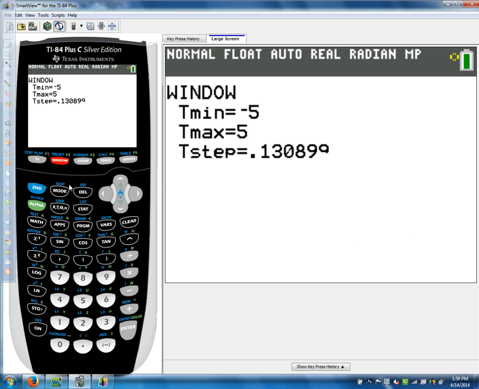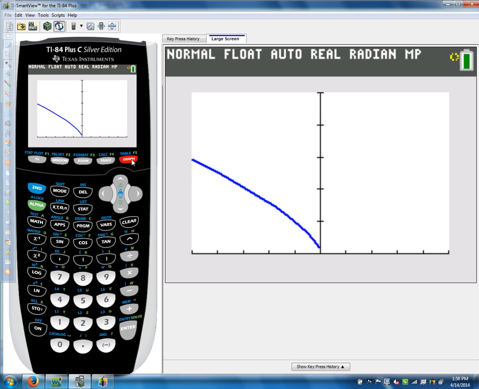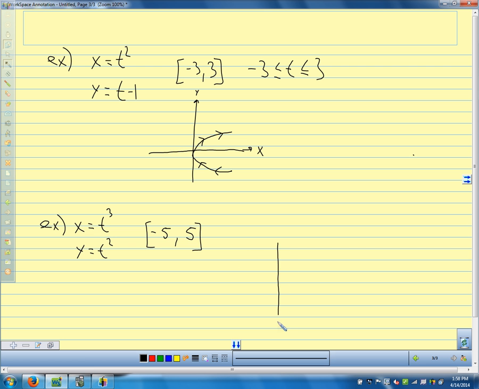Now, let me adjust my window again. There we go. So there's a graph of that set of parametric equations. There's our plane curve. And you notice that when we graphed it, we went from left to right on this graph. So as t increases, I go from here to here and up to here. So this plane curve looks kind of like this, and my orientation is left to right on this one. So there's my plane curve for that set of parametric equations.